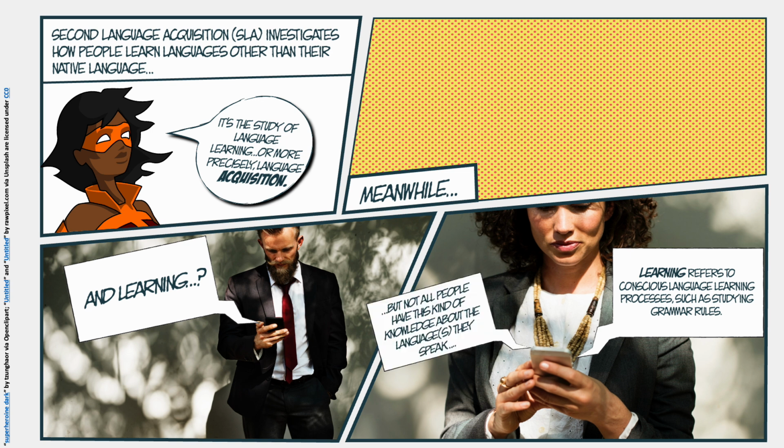Not all people have this kind of knowledge about the languages that they speak. For example, native speakers can correctly identify sentences that are grammatically incorrect, but not all of them could explain why a certain sentence is incorrect.